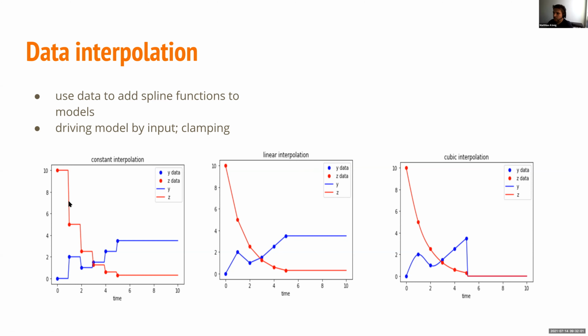these data points. We have different interpolations. We could do constant interpolation, linear interpolation, or cubic spline interpolation. So very simple, but in the end very useful, especially if you have a lot of data-driven modeling where you want to have certain inputs clamped to certain experimental data.